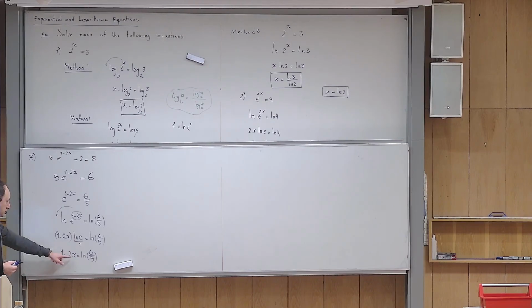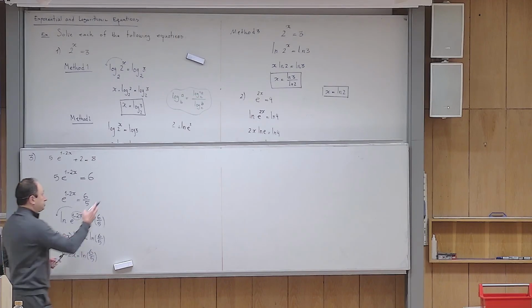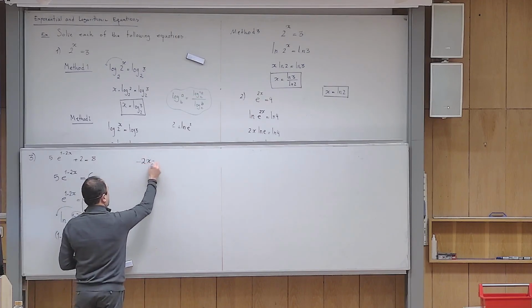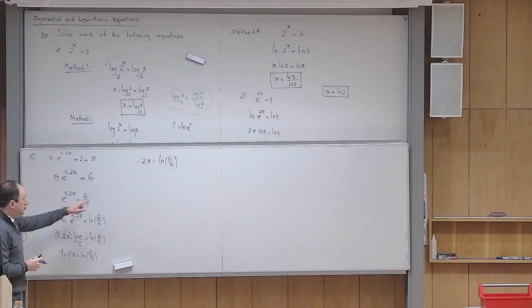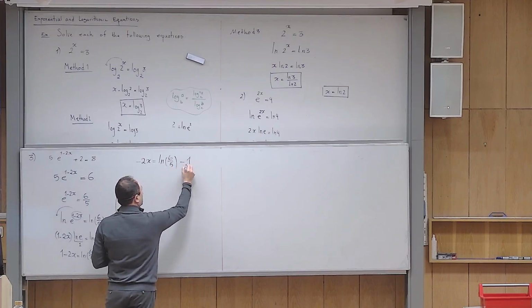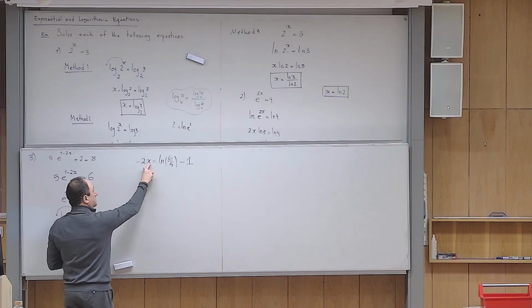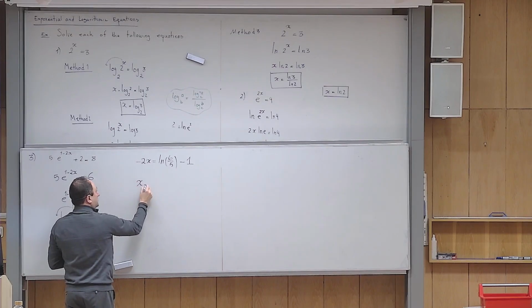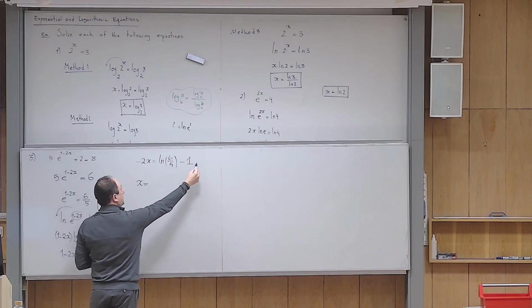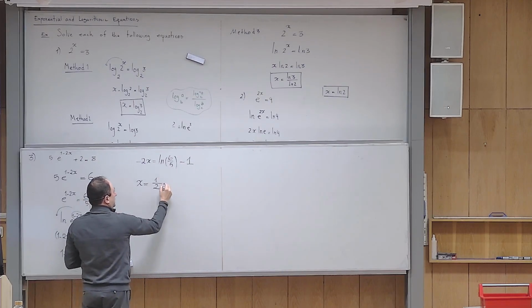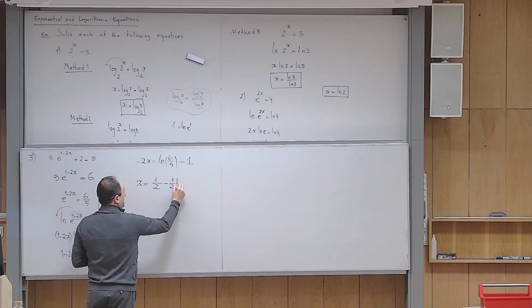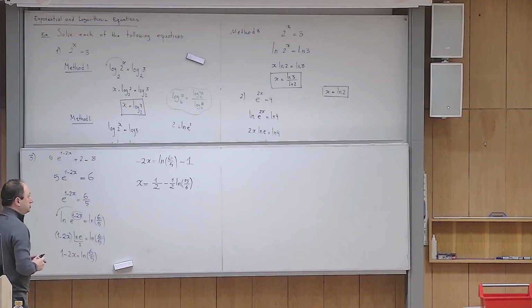I continue. To isolate x, I moved 1 to the other side. Minus 2x is left. ln of 6 over 5. I move this 1 to the other side. It becomes negative 1. And then finally, to isolate x, I divide everything by minus 2. So if I divide everything by minus 2, this minus 1 divided by minus 2 becomes positive 1/2. But this one, I can write minus a half ln of 5 over 6. So that's my answer.